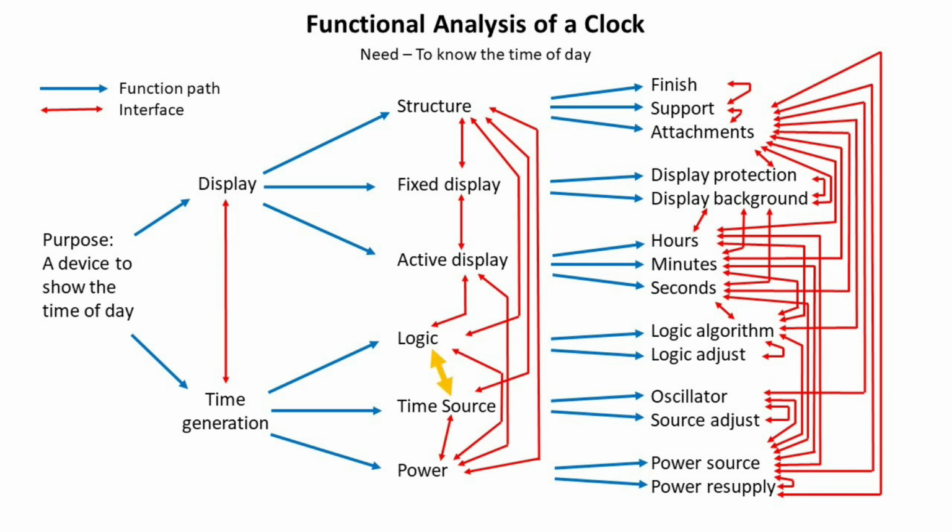For example, at the second breakdown level, we're told that there was an interface between the time source generating the timing signal and the logic function that turns that signal into meaningful hours, minutes, and seconds. But at the next level, there doesn't seem to be one. The computer can highlight that there is an interface missing, which we can then add, showing that the interface is between the oscillator and the logic algorithm.